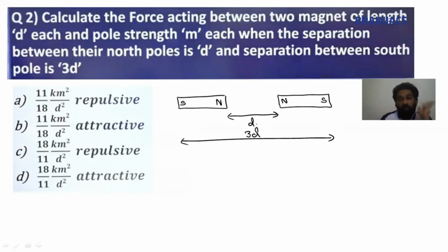So there are four poles here, two south poles, two north poles. Suppose we consider this as the first magnet and this as the second magnet. The force on one due to two and force on two due to one will both be the same. We are just applying exact Coulomb's law here, so we will find the force on the first one due to two.